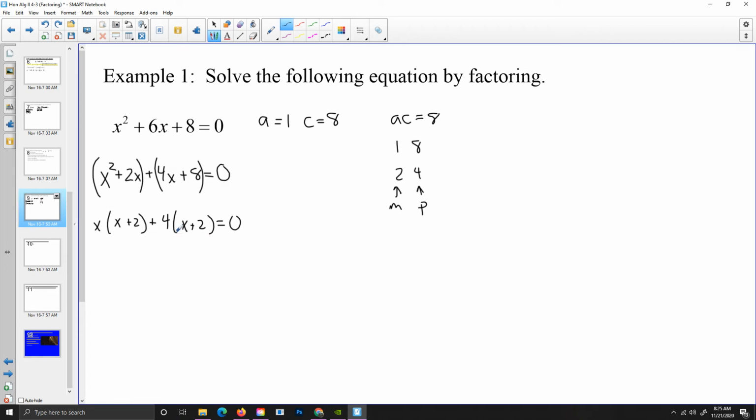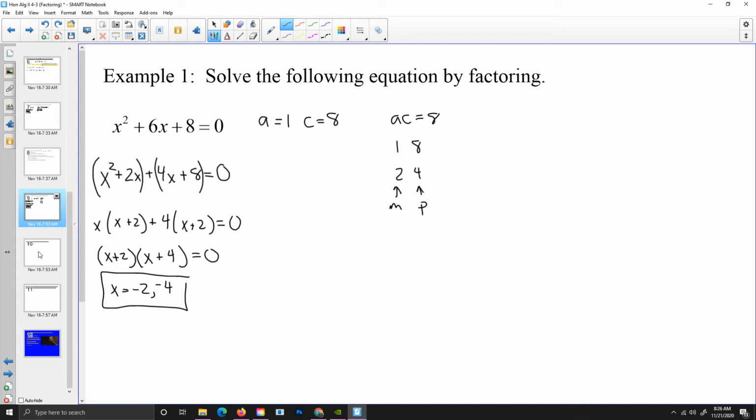Now, just like I factored out an x here and a 4 here, I have two new terms. I have a term here and I have a term here. And both of these two terms have a factor of x plus 2. So when I factor out the x plus 2 from this first factor, all that's left is x. And when I factor out x plus 2 from this second factor, all that's left is 4. And now I can solve this by saying x is equal to -2 makes the first factor equal to 0, and -4 makes the second factor equal to 0, and we're finished.